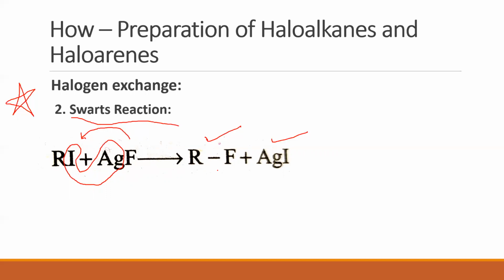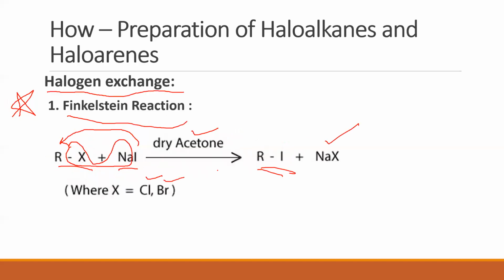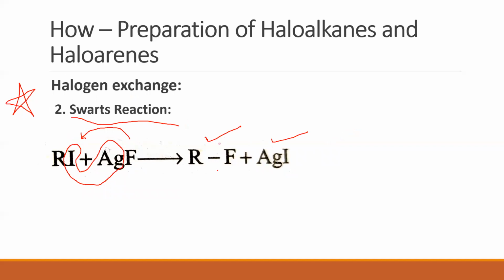Clear? So under halogen exchange, we have 2 reactions. Which are the 2 reactions? Finkelstein reaction and Schwarz reaction. In Finkelstein reaction, we take an alkyl halide in the presence of sodium iodide and dry acetone. We get an alkyl iodide. The halogen exchange is happening between the halogen, which can either be chlorine or bromine, with iodine. In the second halogen exchange, an alkyl iodide is made to react with silver fluoride. Here, which halogen is getting exchanged? Yes, iodine is getting replaced by fluorine to give the alkyl fluoride.